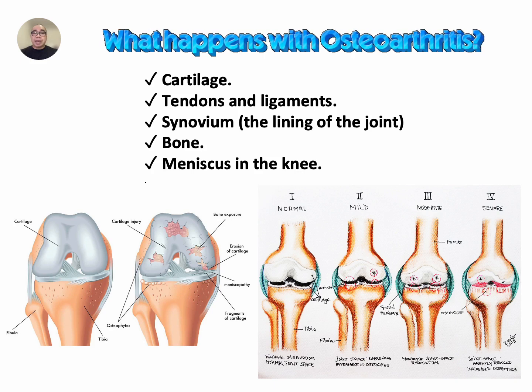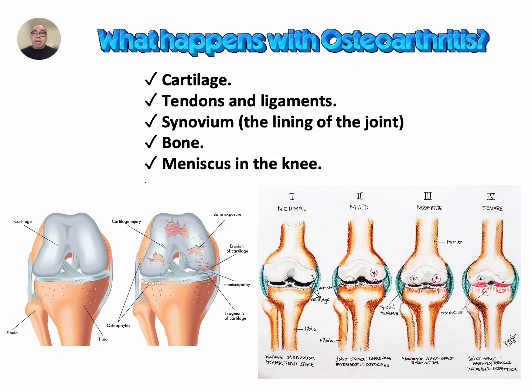Type 4 is a severe type, where joint space is greatly reduced. There is an increase in osteophytes and cartilage breaking down is visible. This is where the patients are unable to move due to severe pain.